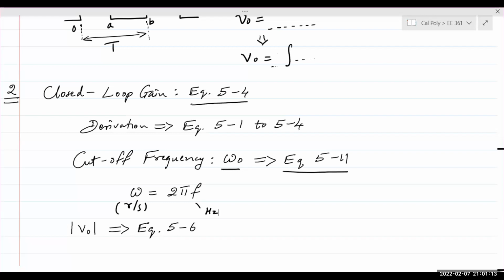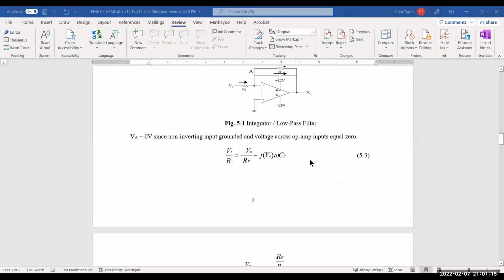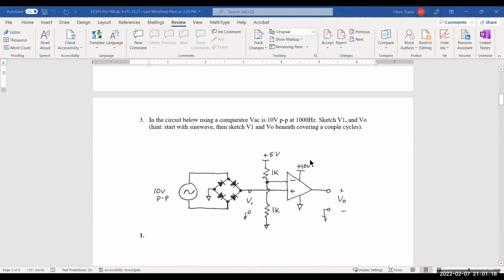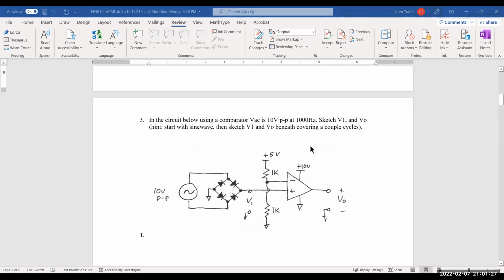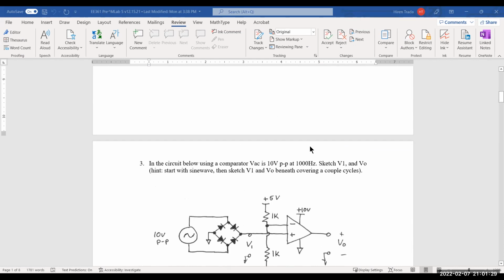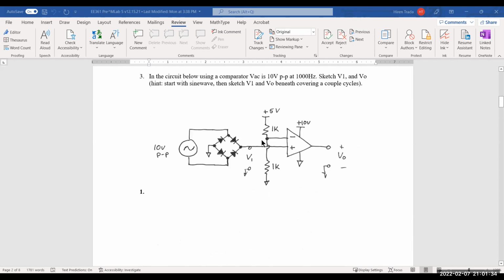All right, let's go to question number 3. All right, so question number 3 shows you a comparator. The comparator, an op-amp can be used as a comparator. So in this comparator, you are connecting a signal voltage at the inverting terminal, and the input to the non-inverting terminal is coming from a time-varying sinusoidal waveform connected to a bridge rectifier.